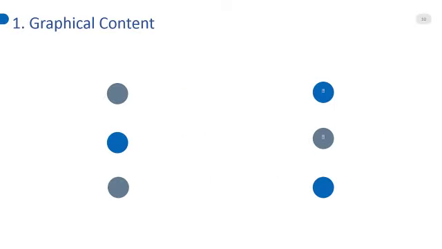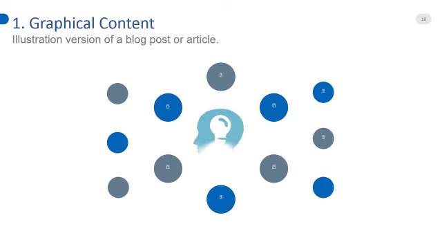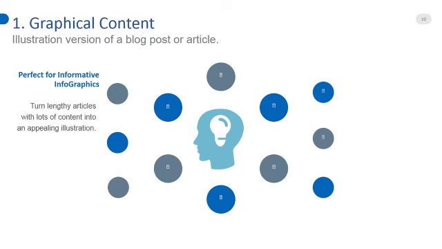So the first style is called the graphic content. This is pretty simple, but it's an illustration version of a blog post or article. And this is perfect for informative infographics. You can basically turn lengthy articles with lots of content into an appealing illustration. So, like I said earlier, a picture is worth 1,000 words, or even in this case, it could be worth 10, 20, 30, 40 words.